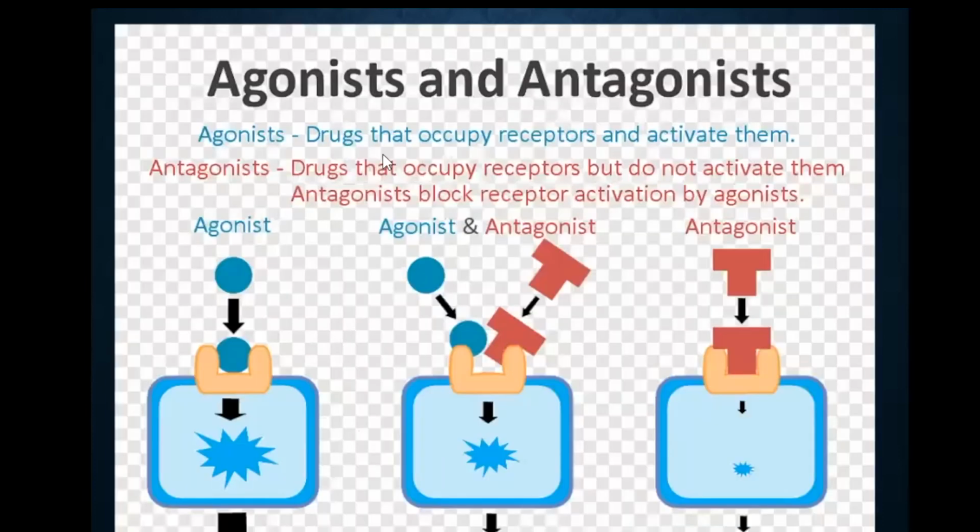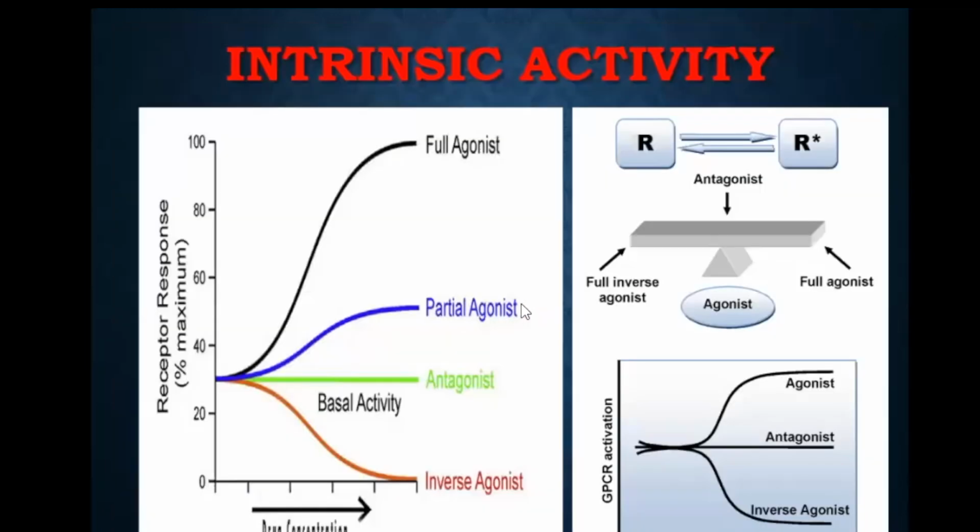So again, just a recap. An agonist binds to a receptor and gives full activation of the receptor. When you have an agonist and antagonist, this is competitive antagonism. We'll talk about that later. An antagonist binds to a receptor and there is no activation. So when we talk about intrinsic activity, this is what I mentioned. Here, around 30% is basal activity. Basal activity means the activity of a receptor at a baseline even without a ligand binding to it.